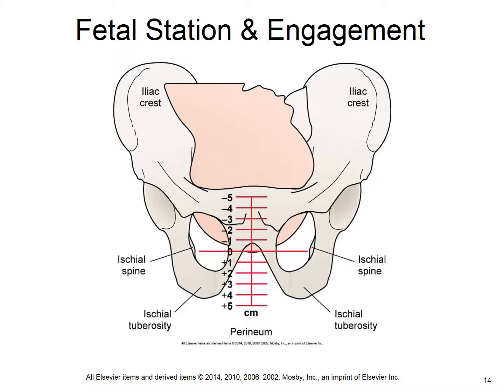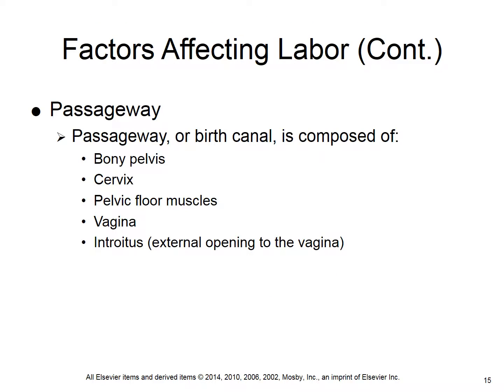Engagement means that the largest portion of the fetal head has passed through the pelvic inlet and into the true pelvis. This usually corresponds with 0 station. In order to determine the location of the ischial spines and the pelvic inlet, you have to be familiar with the maternal pelvis, which is where we're going to now. The maternal pelvis is the passageway, which contains the bony pelvis, the cervix, the pelvic floor muscles, the vagina, and the introitus.